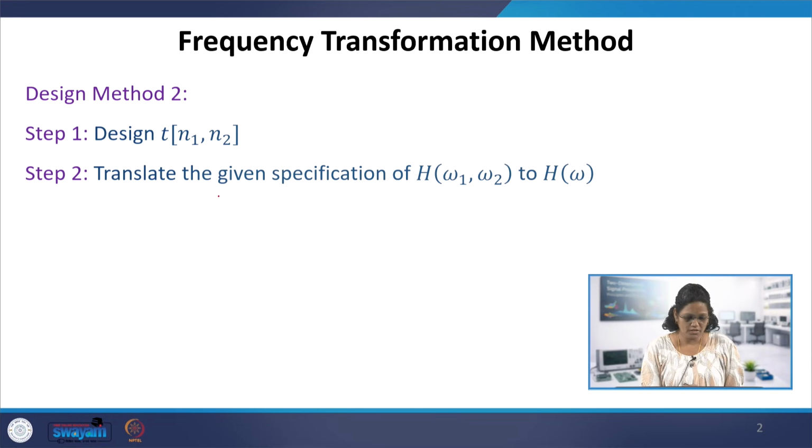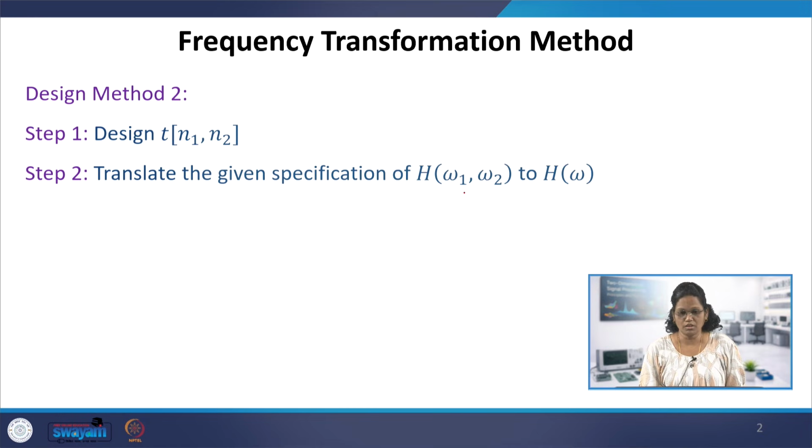In the second method, the transformation function which we had taken as known in the first design procedure is assumed to be not known, or only closely known, so the first step is the design of T of n1 comma n2. From the frequency transformation function T of omega 1 comma omega 2, you have to obtain it through the inverse transform. So the first step is to design this and then translate the given specification.